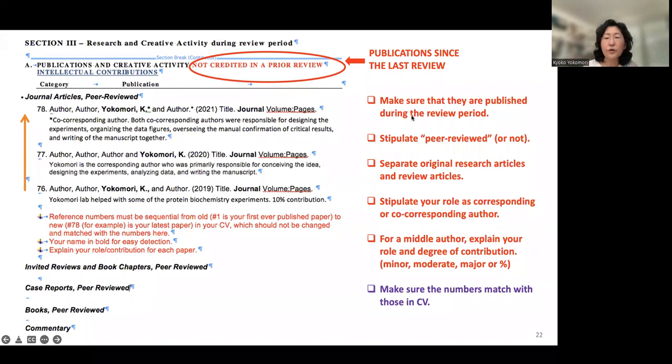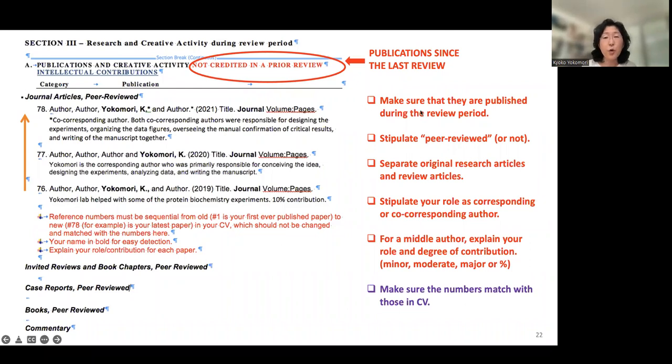First of all, make sure that they are published during the review period. Please don't put anything outside of the review period. However, if your publication was accepted before September 30th of this year, then you can list it, and you need to attach an email copy from the publisher saying your article was accepted. So if you put that in, then you can list it here.